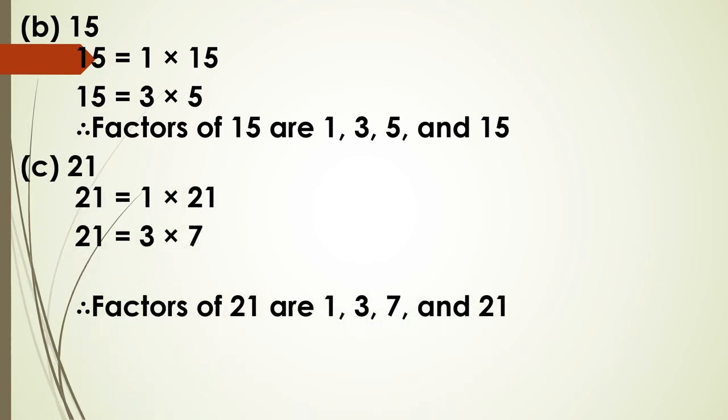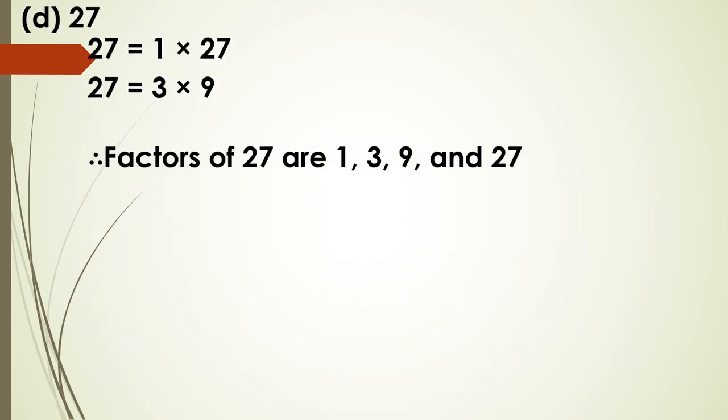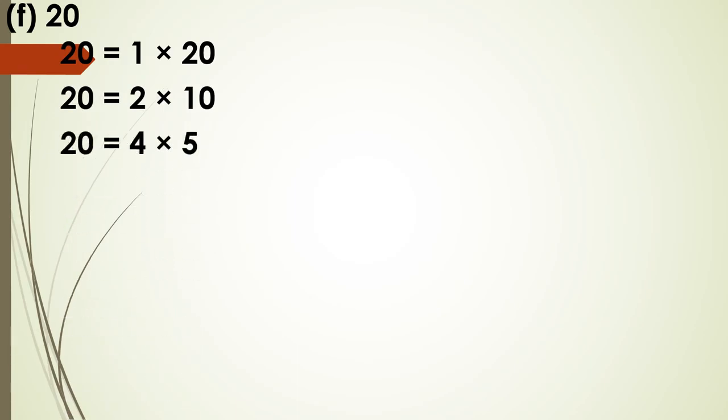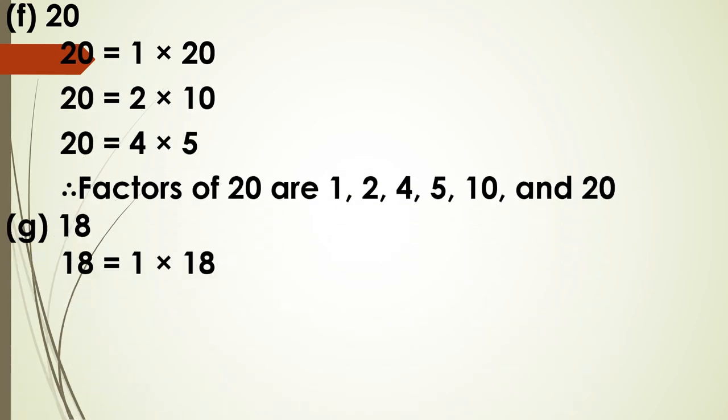Factors of 21. 1 into 21 and 3 7s are 21. So factors of 21 are 1, 3, 7 and 21. In the same way, here I have found out factors of 27. Then factors of 12. Factors of 20. Factors of 18.